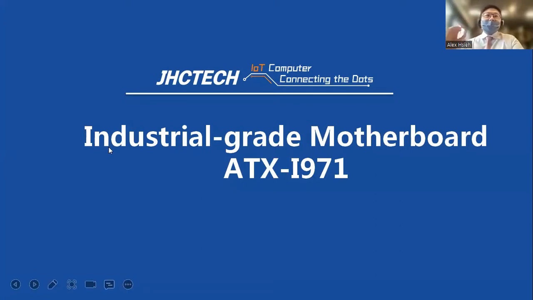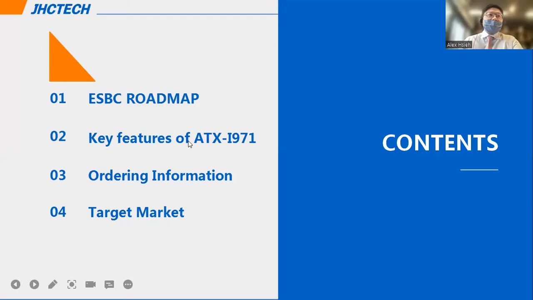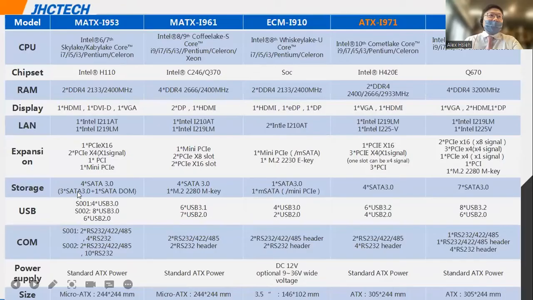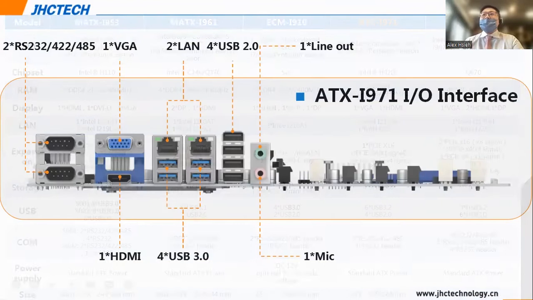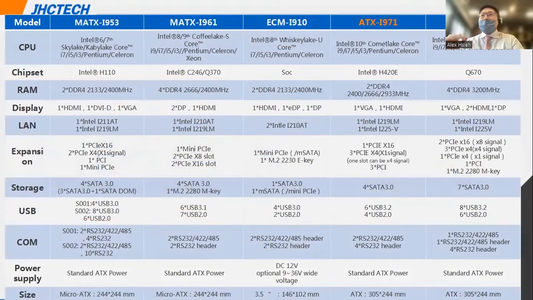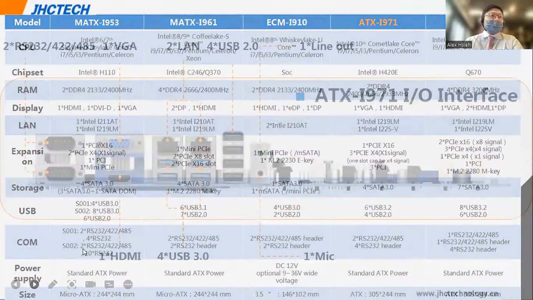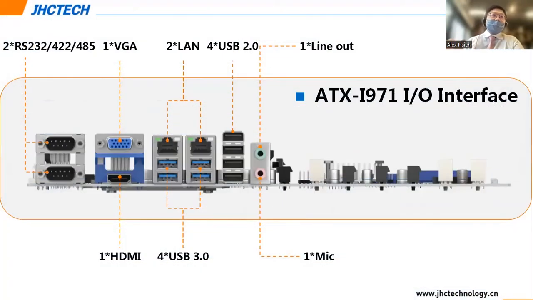Next is the industrial grade motherboard. We can see this one, the ATS. Now we introduce the first one, the 980, and now we introduce the 971. You can see it supports Intel 10th generation core CPU. This is the point to remember, the latest one, 2012. Another one is the 10. Now for the next, you can take a look at the I/O.